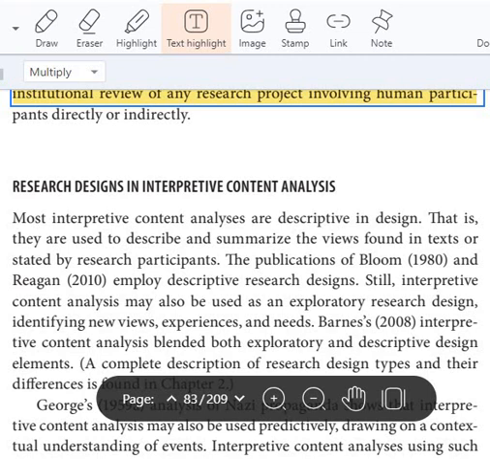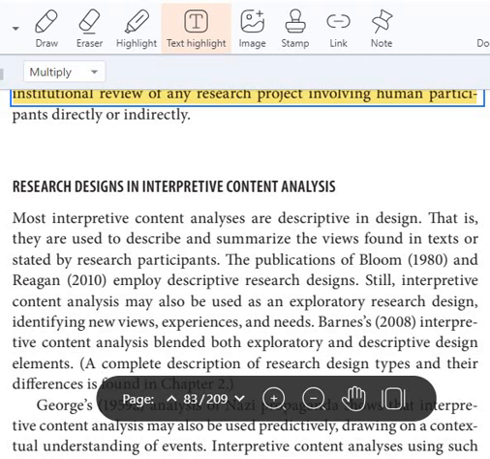Okay, as for the research designs, we have three kinds here in interpretive content analysis. The first one is descriptive. The second one can be exploratory, where you identify new perspectives and experiences. And the last one can be predictive. Predictive if you want to predict anything for the future. So you draw on contextual understanding of events, and these designs are rare in social science literature. So let's read this paragraph.